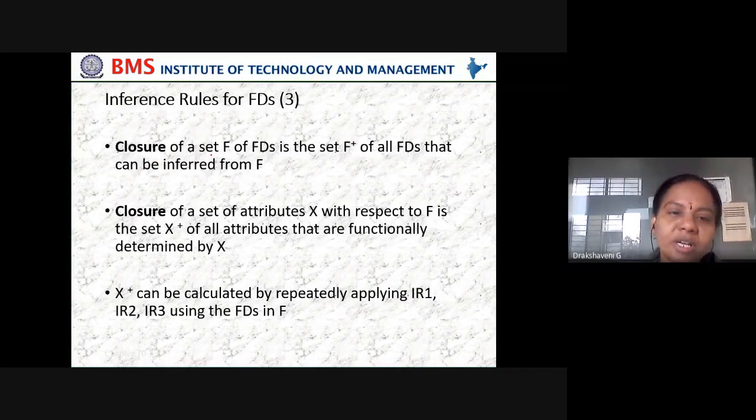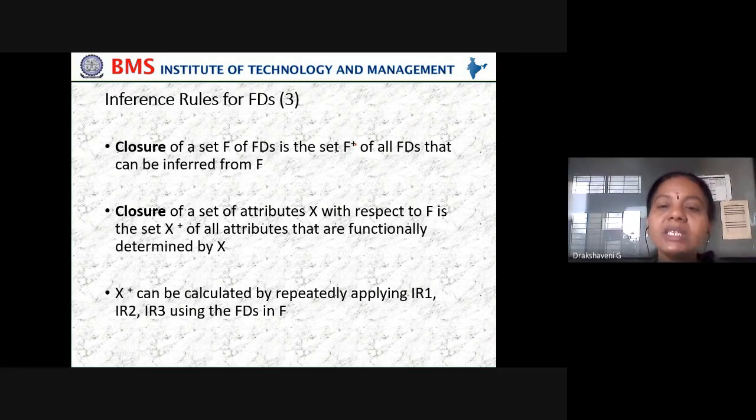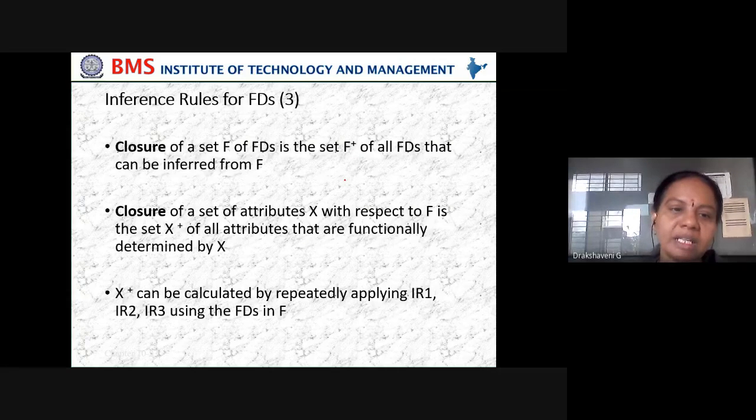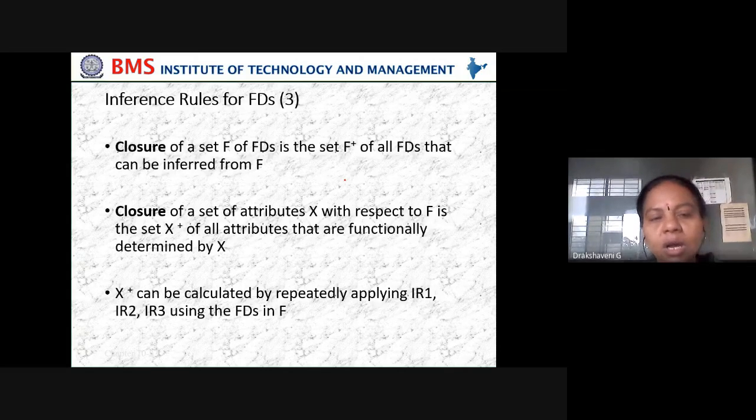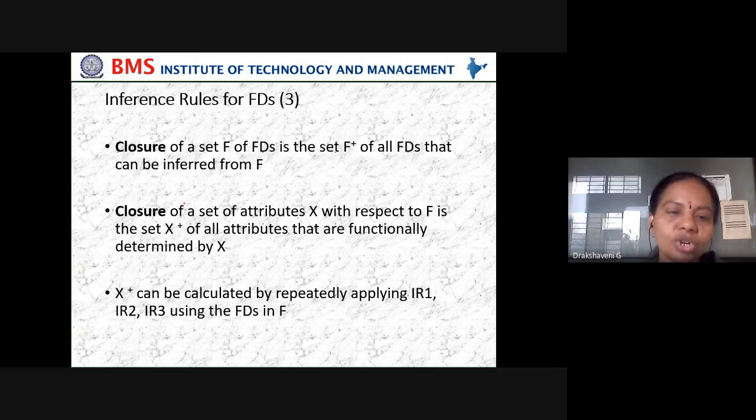So, closure of a set F of FDs. How do we represent that? If the set is F, then we write F plus. It means the closure of all functional dependencies that can be inferred from F. What is inferred? We have just seen inference rules, and using them we can say whether it is a closure or not. So the closure of a set of attributes X with respect to F is the set X plus of all attributes that are functionally determined by X.